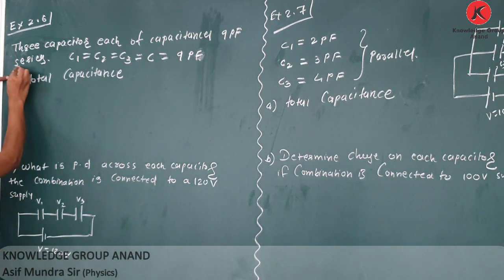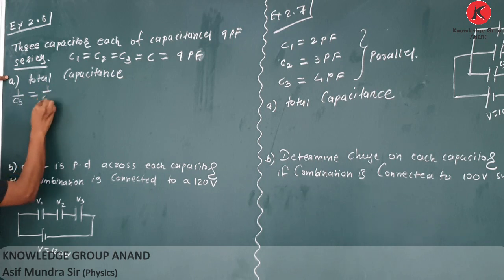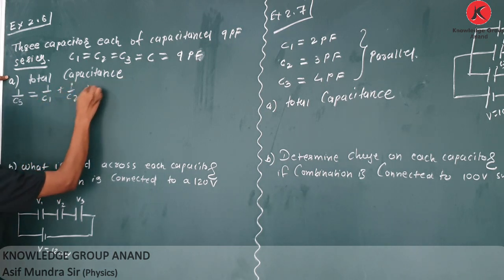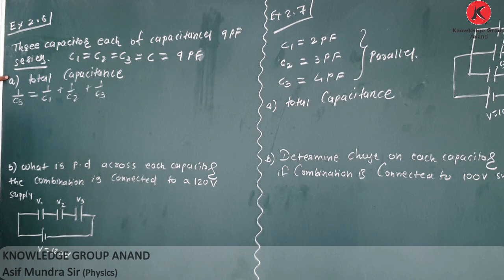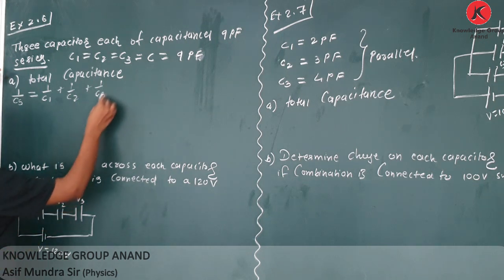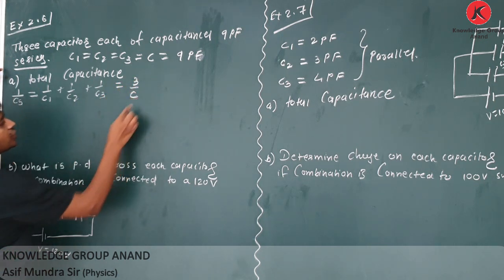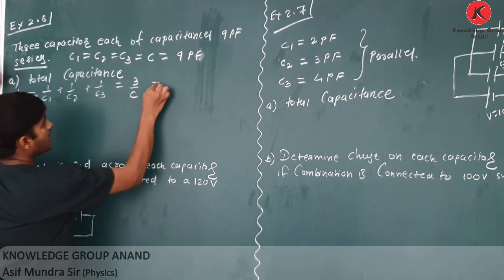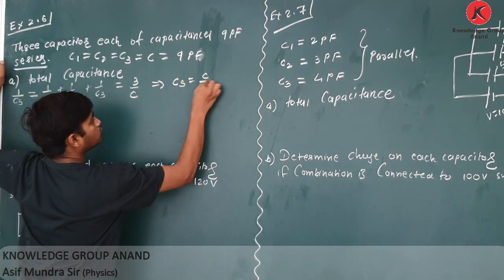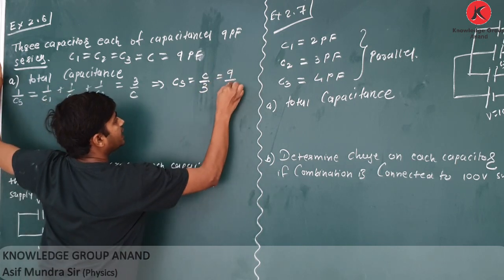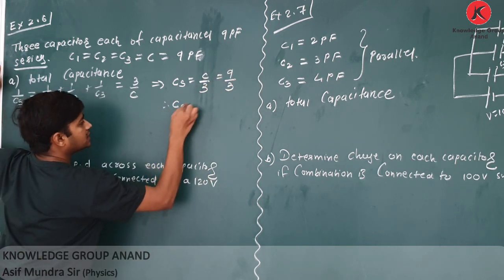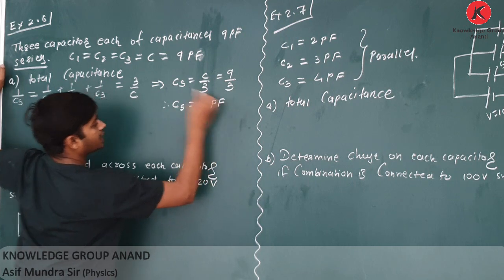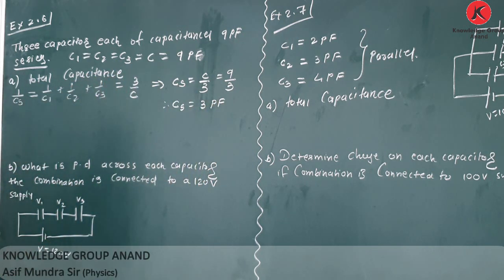So in series connection, what is the equation? See, 1/Cs = 1/C1 + 1/C2 + 1/C3. But we know that these three are identical capacitors. So we can directly write it is 3/C. Yes or no? And therefore Cs = C/3. Means it is 9/3. So therefore Cs = 3 picofarad. It is your first answer. Any doubt? Okay.